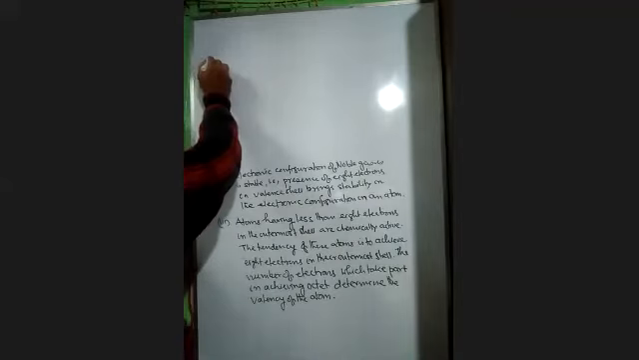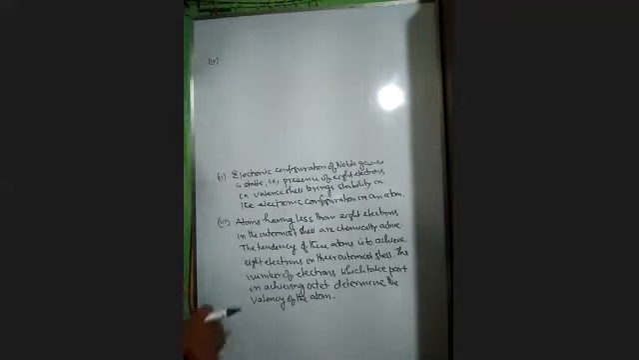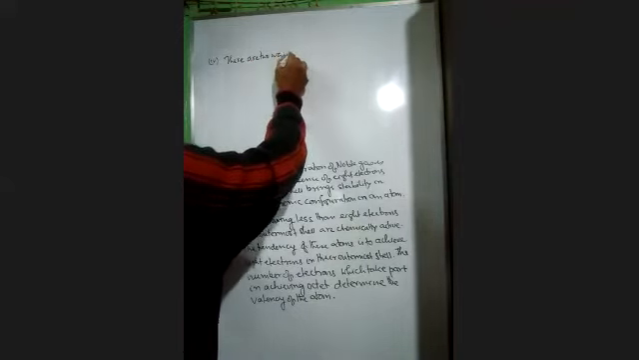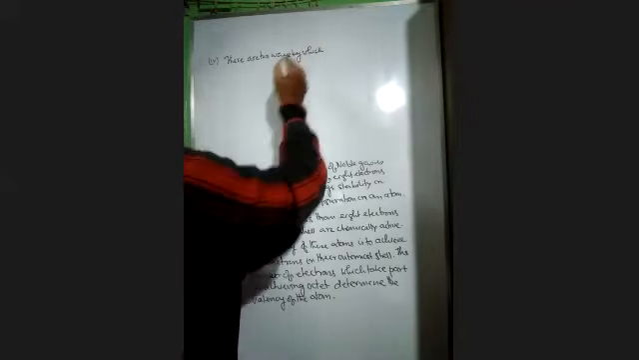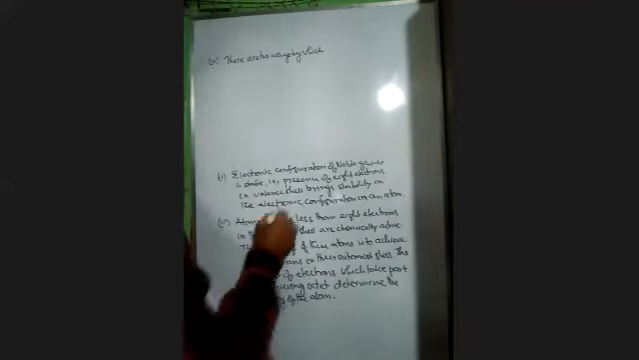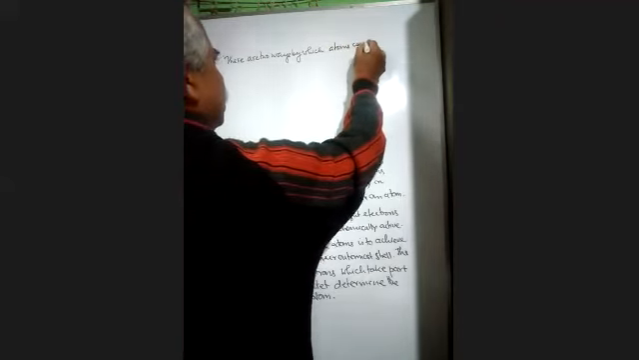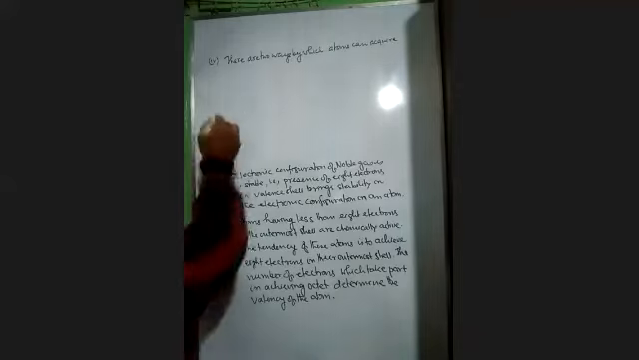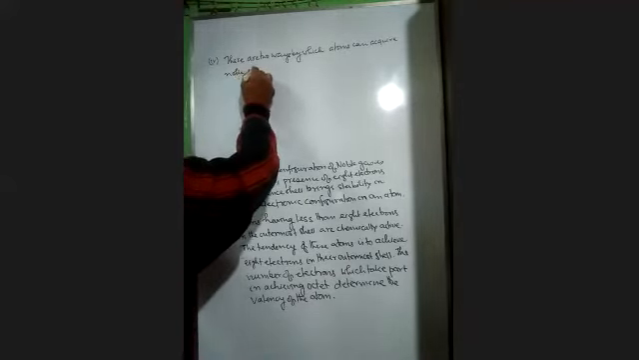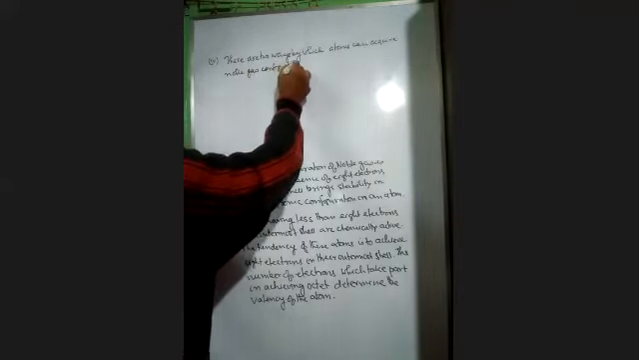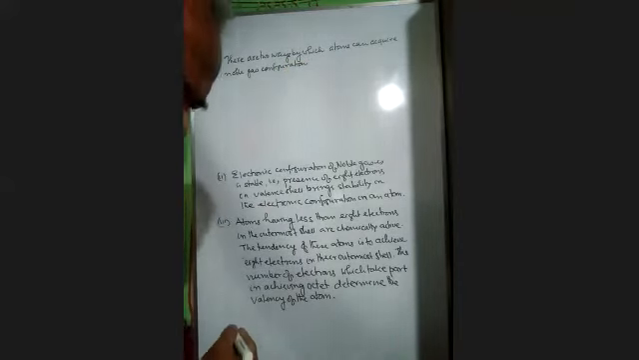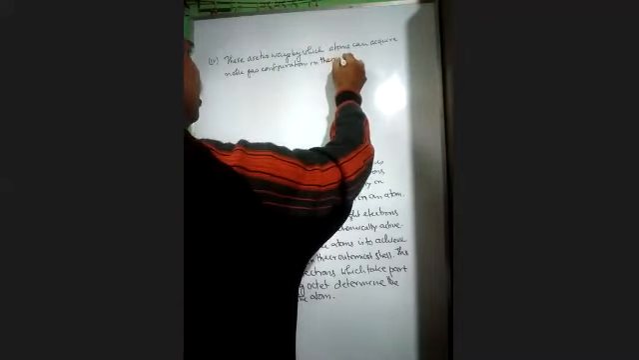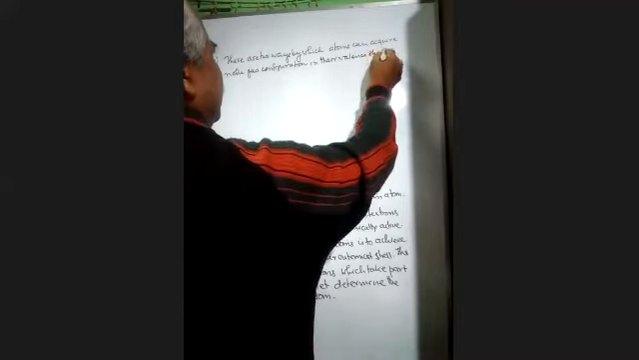Then 4. There are 2 ways by which atoms can acquire noble gas configuration in their valence shell or outermost shell.